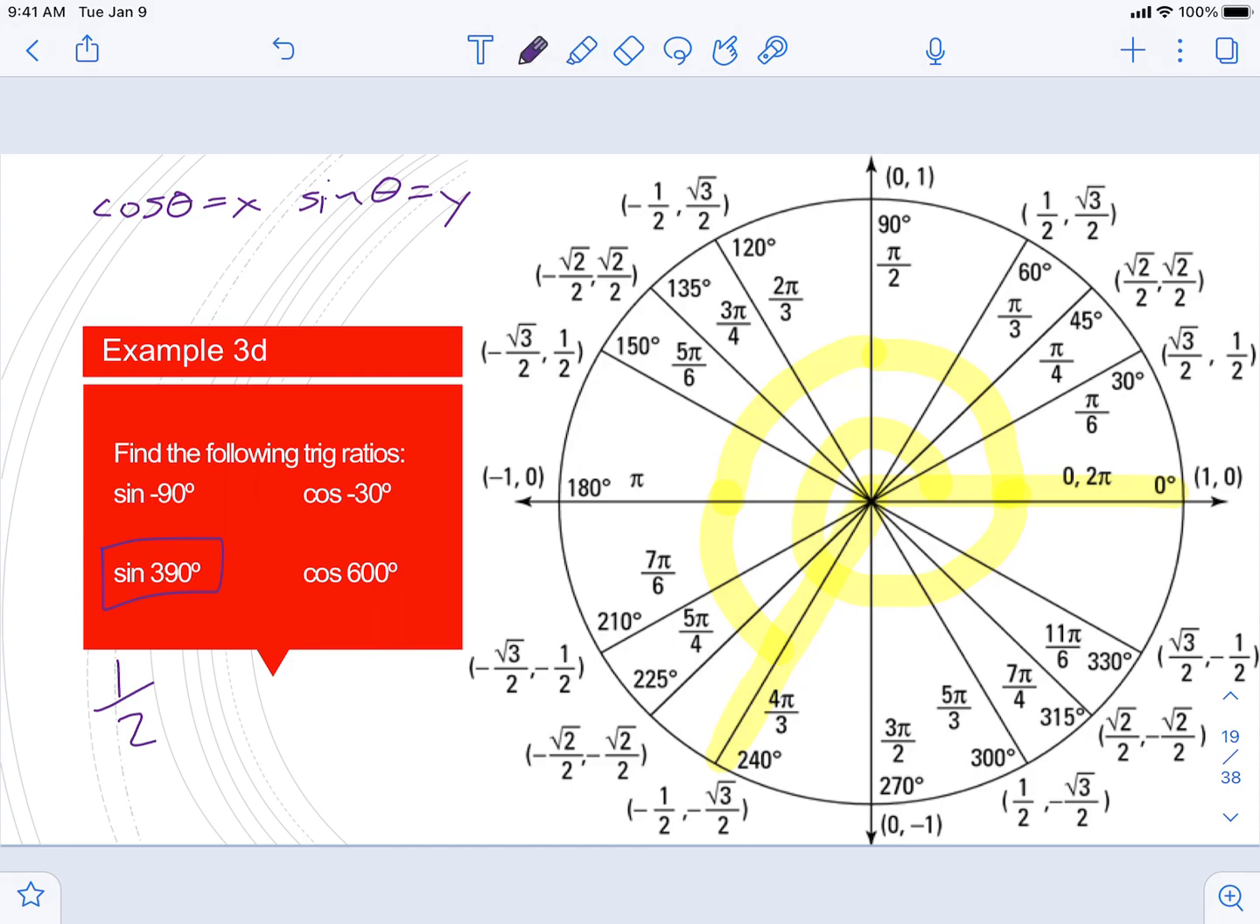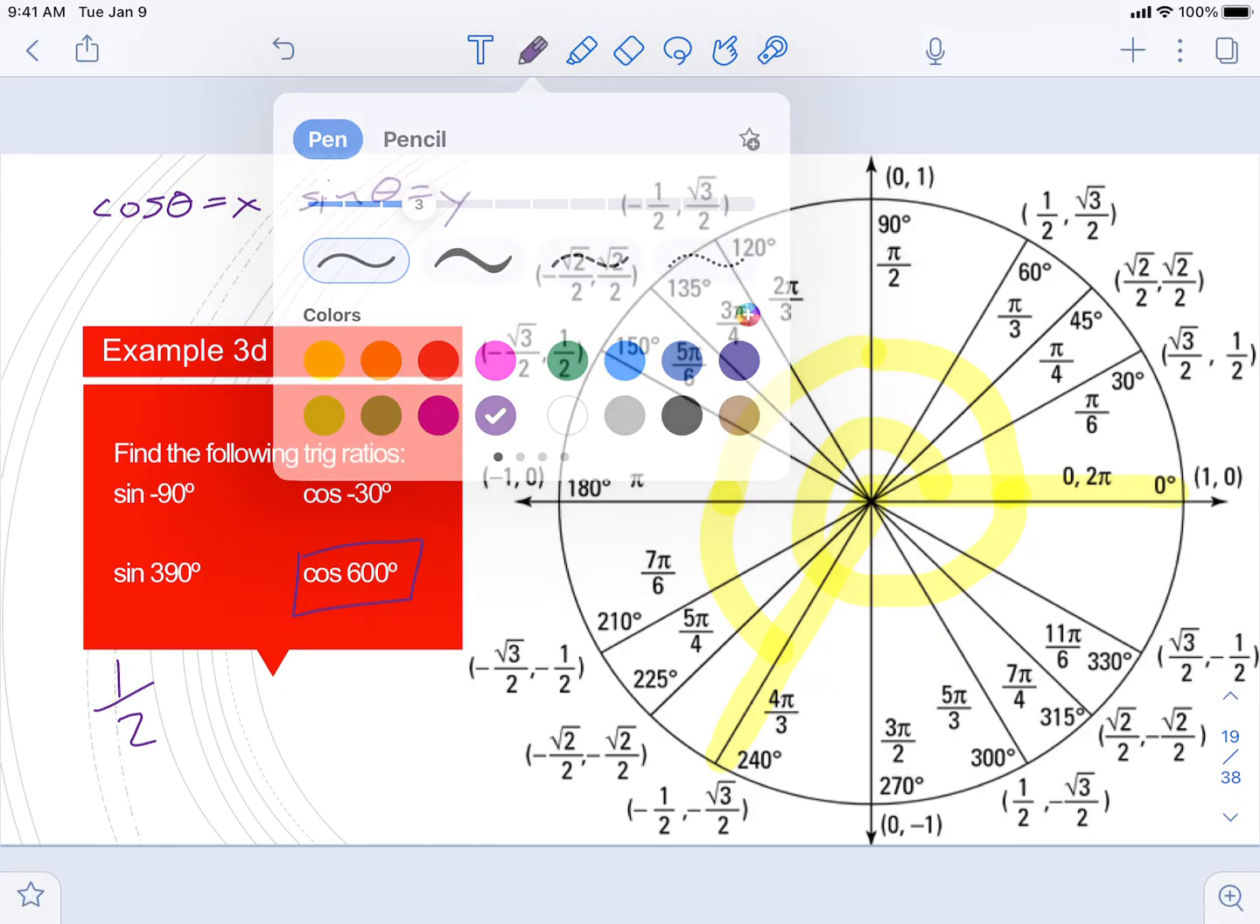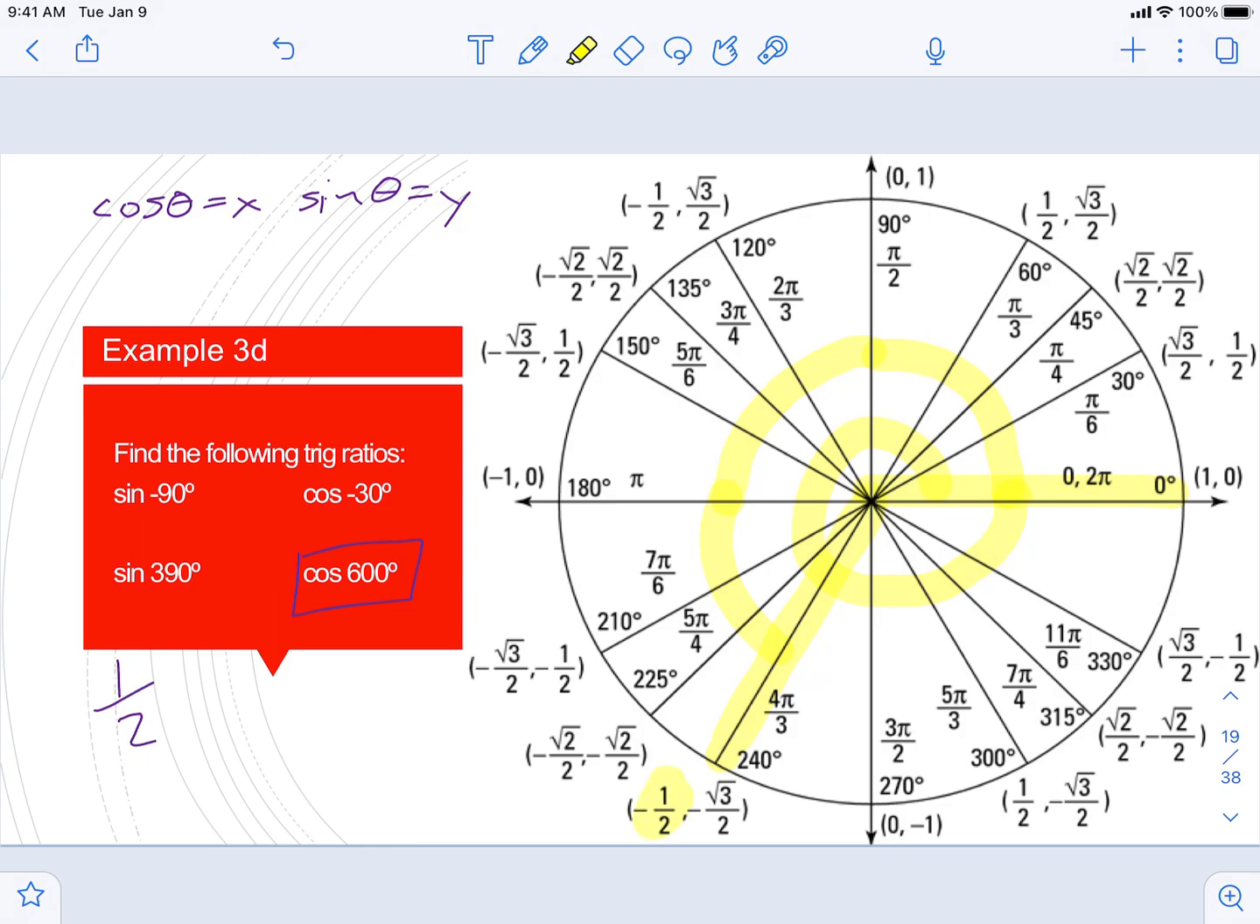We could also do 600 minus 360, which would give us 240 degrees, which is actually on the unit circle. All right, so cosine, it goes with the x value. So for cosine of 600, our x value is negative 1/2, so cosine of 600 is negative 1/2.